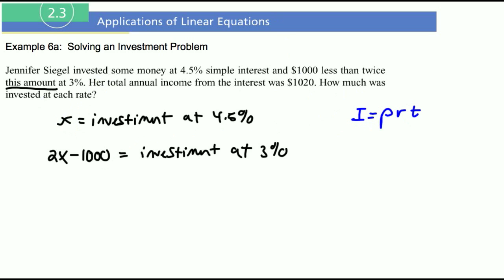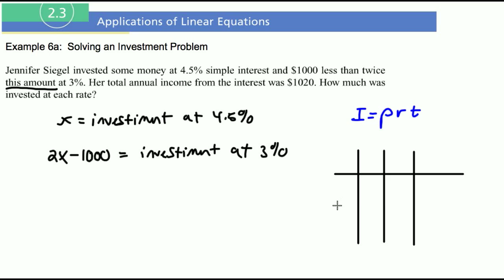What I'm going to do is create a little table here. I'm just going to create these lines here. I guess I'll go across as well. So basically what I'm going to have on top is my principal times my rate multiplied by my time equals my interest. Principal times rate times time equals interest.